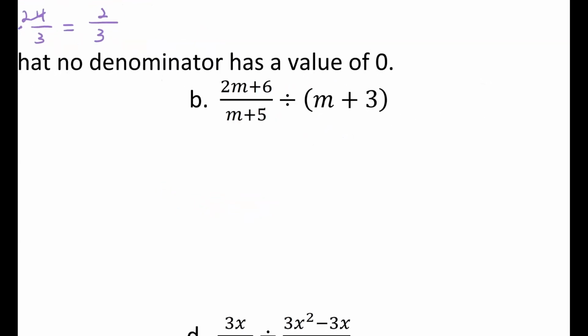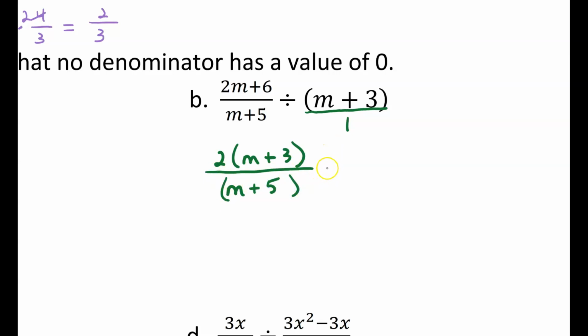Here's our next one. Fraction divided by non-fraction. What does that mean? We're just going to put this over 1. So I am going to have to rewrite again. I'm going to factor at the same time. 2m plus 6. What can we factor out? 2. So factoring out the 2, I am left with m plus 3. M plus 5 cannot be simplified, so we'll leave that as m plus 5.